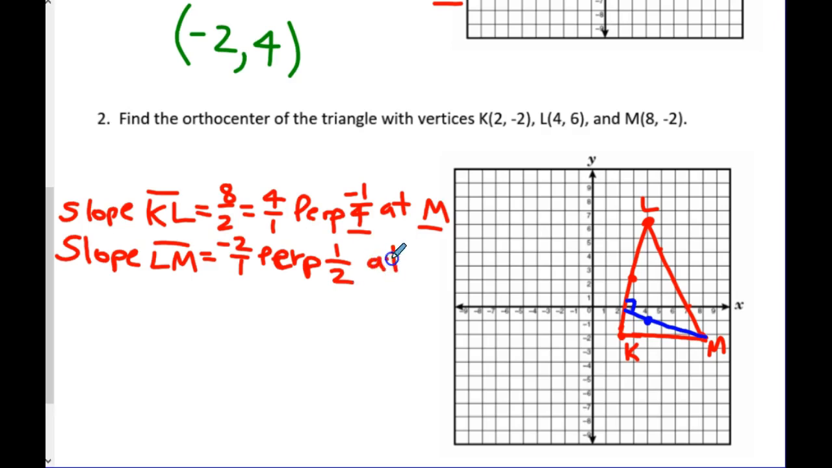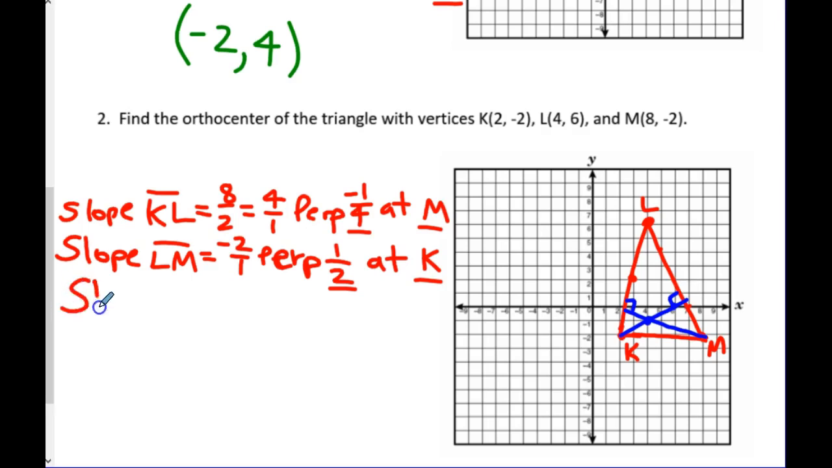at, and instead of LM, it's going to be K. So from K, we're going to rise 1, run 2. Okay? So from K, up 1, right 2. There's that point. Up 1. Orthocenter, yeah. Now you can already see where they're going to cross, right? But let's finish it off real quick.